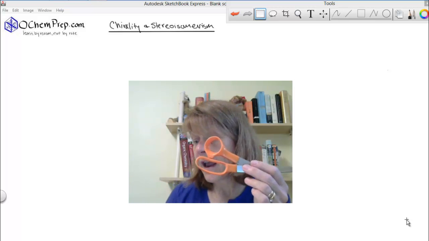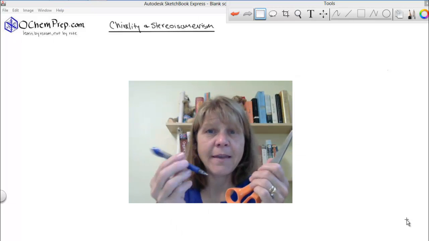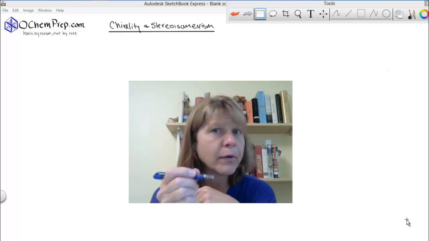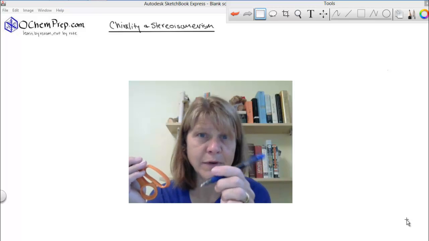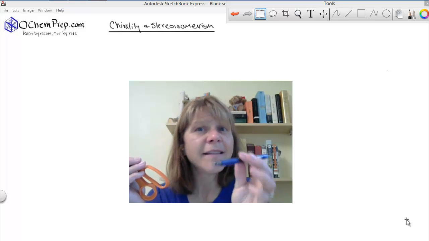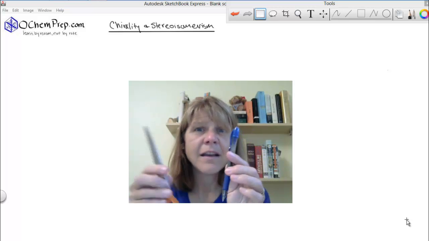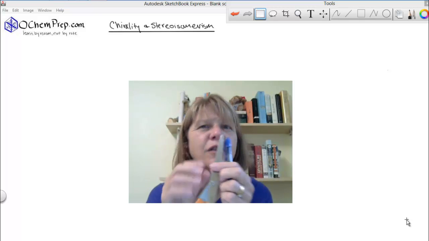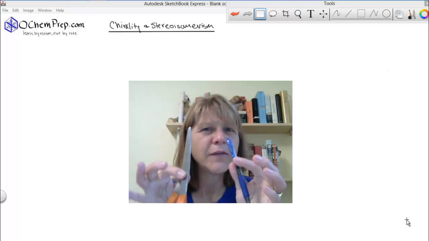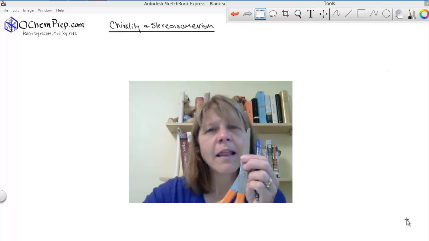So if I hold up a pen like this, a right-handed person can write with it just as easily as a left-handed person. So this pen doesn't have a handedness. Now, what's the difference between these two objects? Well, let's look at a couple more objects and see if we can figure out the difference.